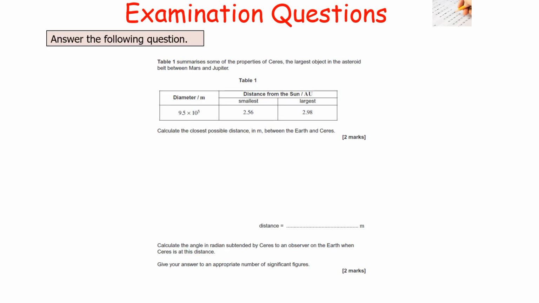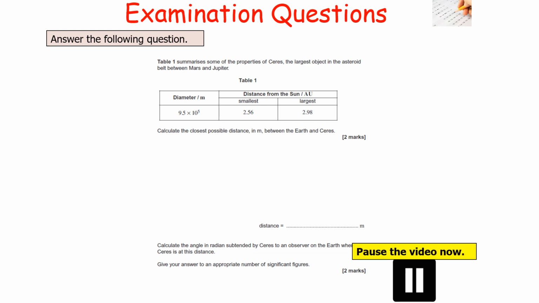The next question says, Table 1 summarizes some of the properties of Ceres, the largest object in the asteroid belt between Mars and Jupiter. Calculate the closest possible distance in meters between Earth and Ceres. Now calculate the angle in radians subtended by Ceres to an observer on the Earth when Ceres is at this distance. Give your answer to the appropriate number of significant figures. So pause the video now, then unpause the video when you want to go through your answer.